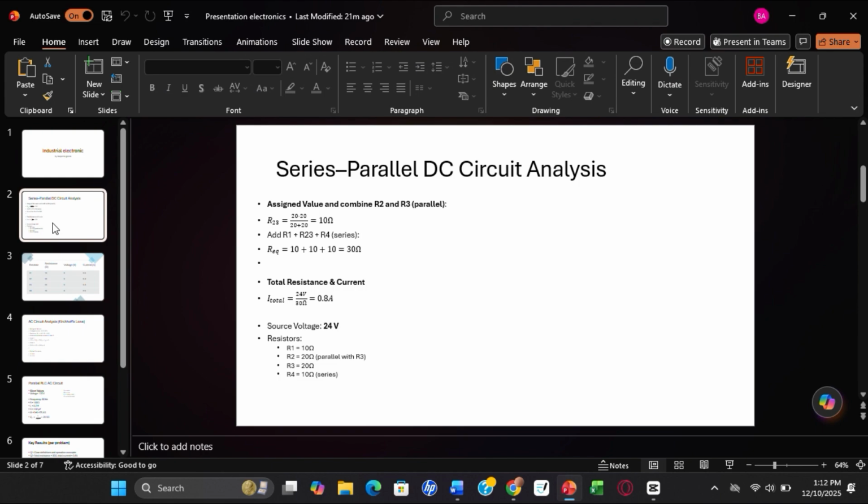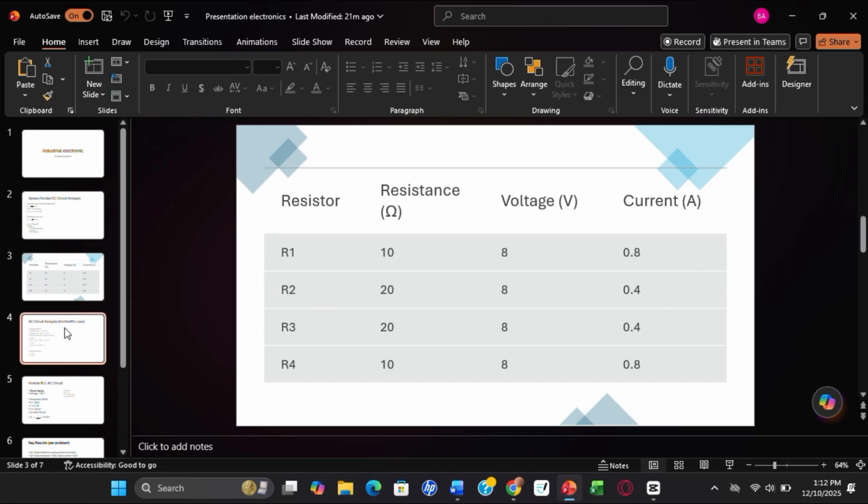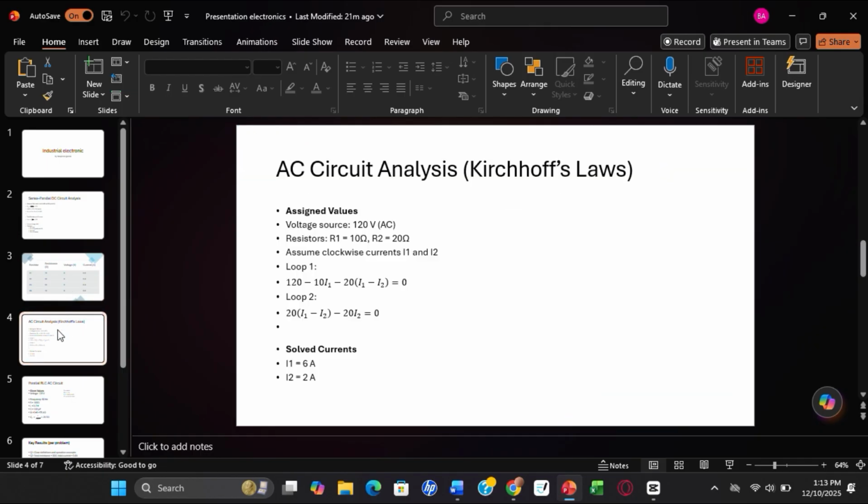The main result was getting a consistent set of values that followed Ohm's law and matched how series and parallel circuits are supposed to behave. I summarized everything in a result table to keep it organized.